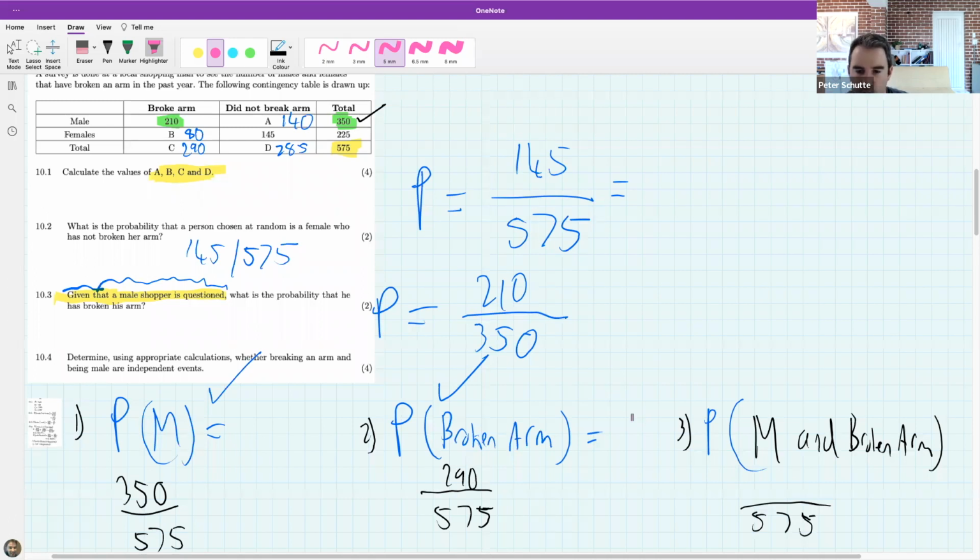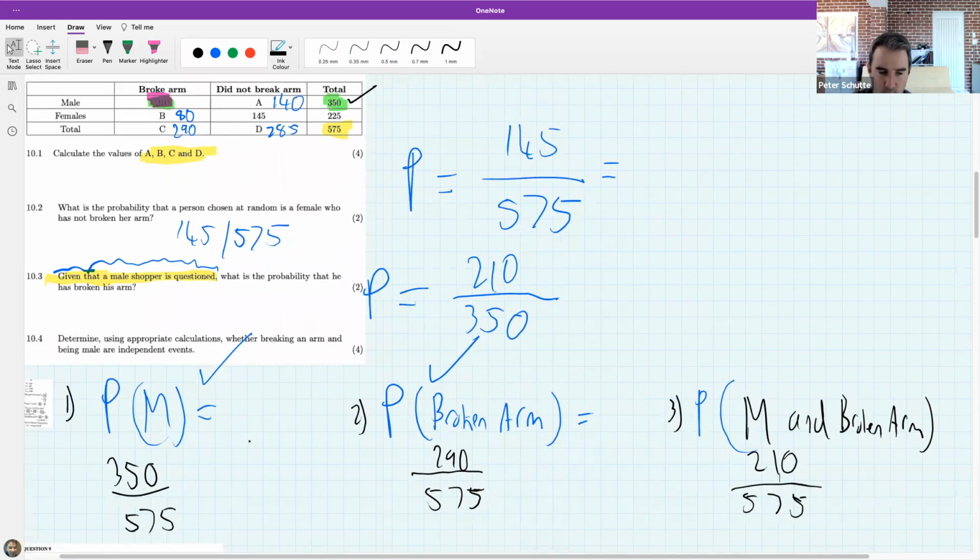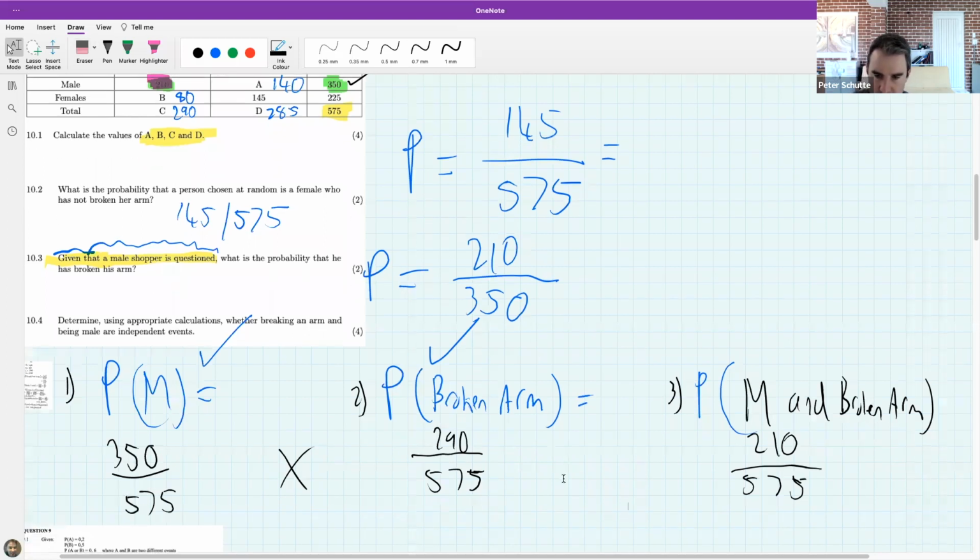So then for male and broken arm, let's make sure I got my broken arm. It's going to be this one, which is going to be 210. So now, to figure out whether they are independent, what I need to do is times this one by this one and see if it's equal to this one over here. If it's not equal, it's not independent. If they are equal, it is independent. So let me know what you find in your calculations. Let's find out in decimals here.